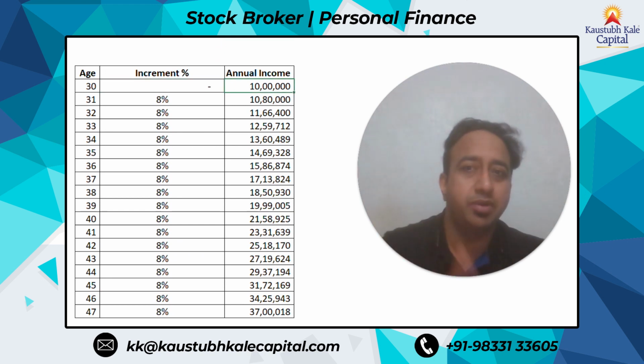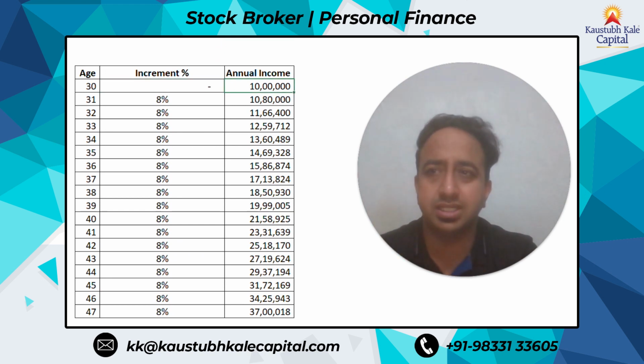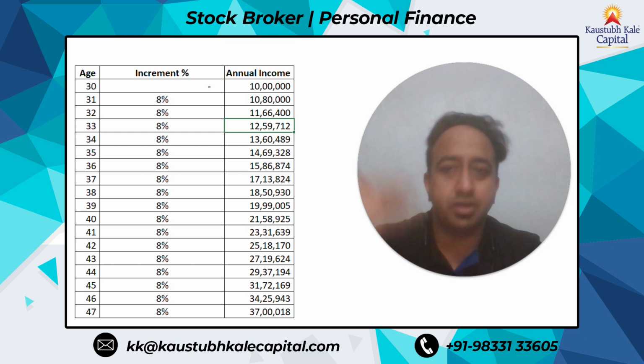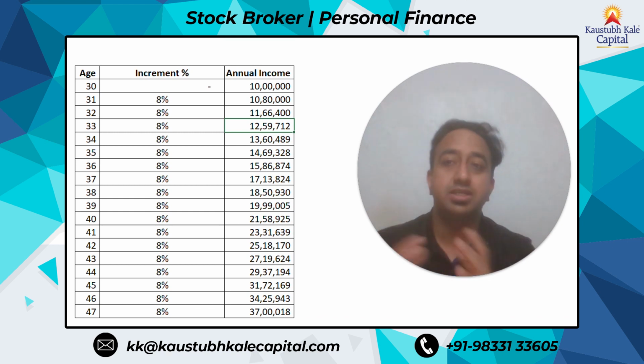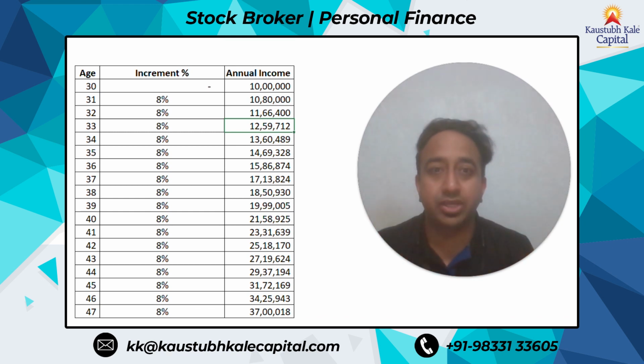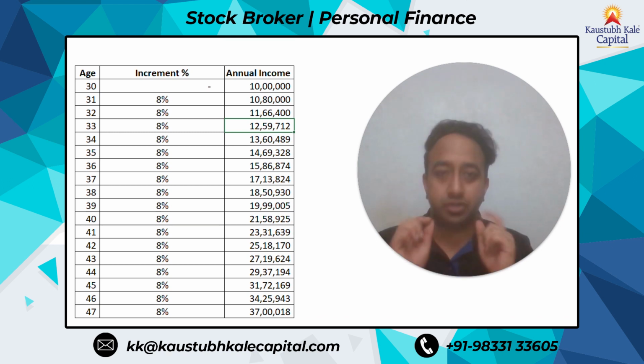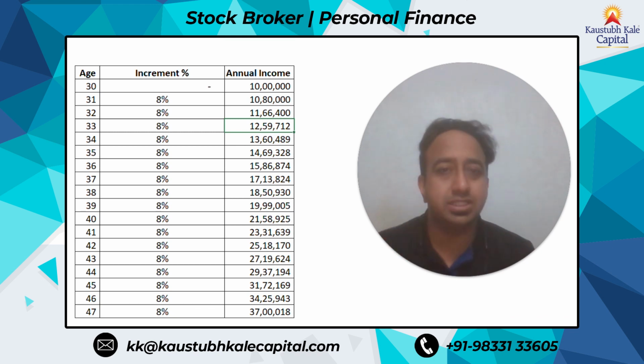So age, increment percentage, annual income: you can do this in Excel and see for yourself. Just make that Excel and pull it ahead, and you will realize there is an income that you will receive. People don't understand the magnitude of income they'll receive their entire life, based on which your term life insurance can be taken, because that's the value of your income and that's the value of your life.